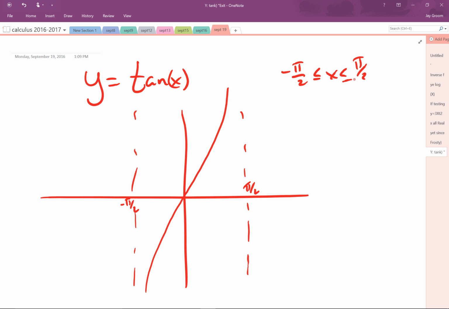Is anything wrong with the way I put that on there? Yes? It can't be pi over 2. Well done. So technically it's that.